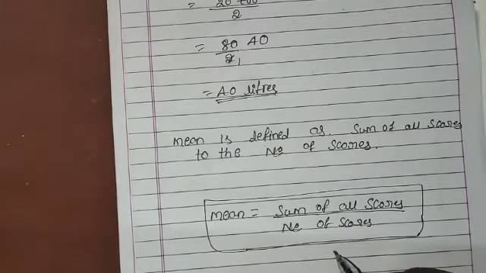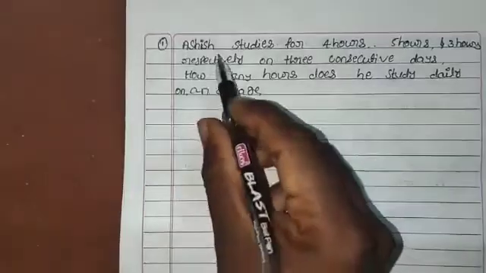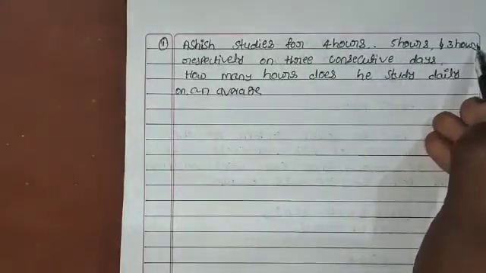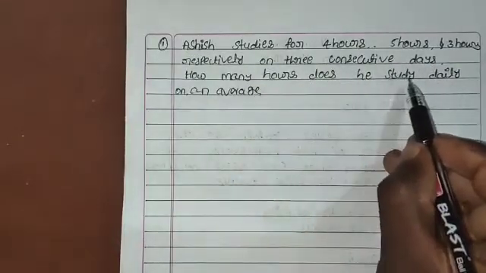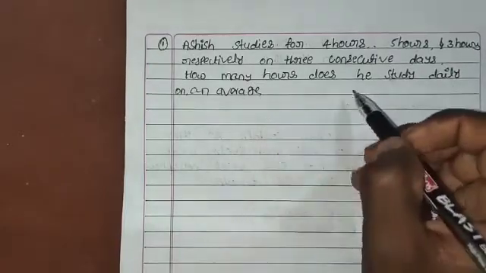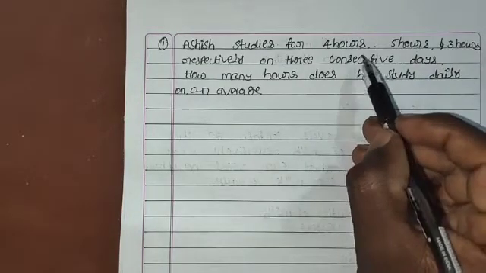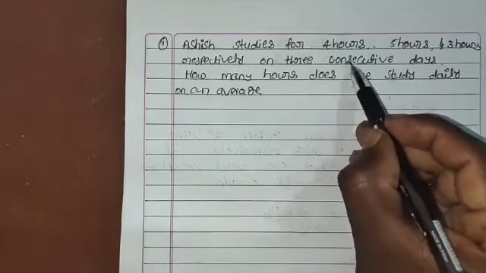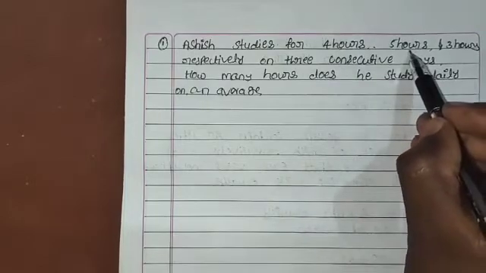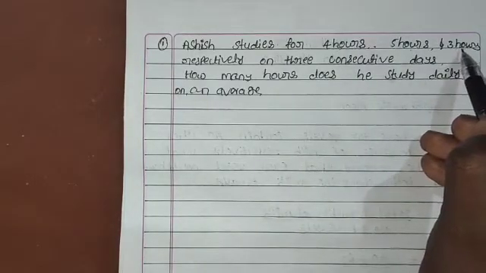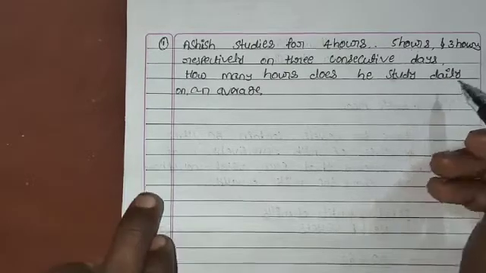Now let's see some problems based on the mean. The first problem: Ashish studies for 4 hours, 5 hours, and 3 hours respectively on 3 consecutive days. How many hours does he study daily on average? It means in 3 days he studied one day 4 hours, another day 5 hours, and another day 3 hours. Now we have to find out how many hours he studies daily on average.